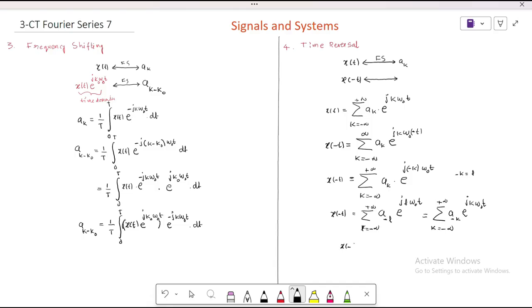So here we understood that for x of minus t, its Fourier series coefficient equals a minus k.